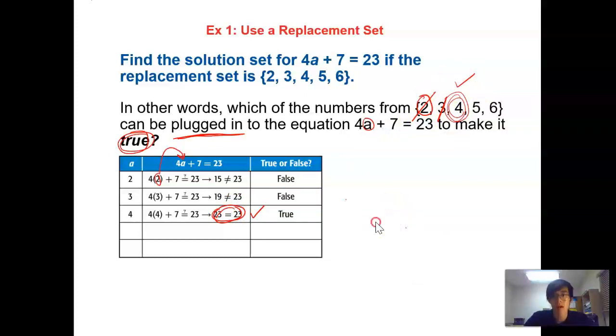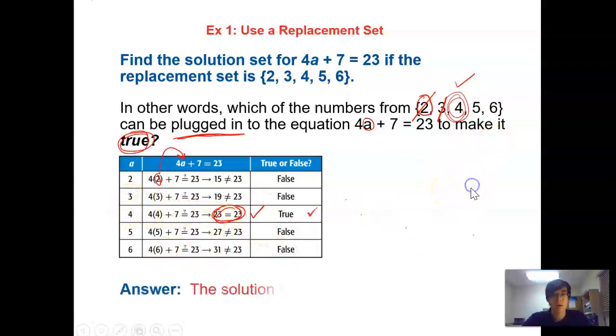All right, and then when I continue, I plug in 5, it's still false, and I plug in 6, it's still false. So it looks like the only solution that works is a equals 4. So I would say the solution set is only 4. Alright, so the solution set is only the numbers that work in the equation, and the replacement set is just my possible numbers.